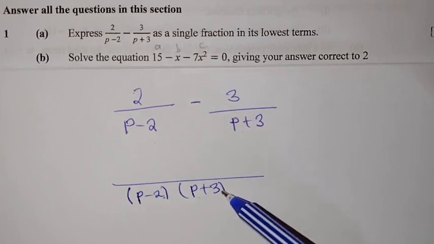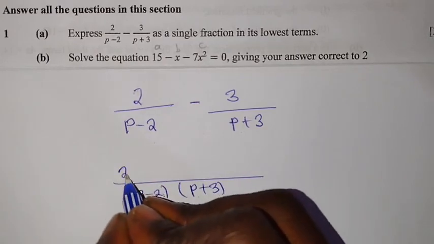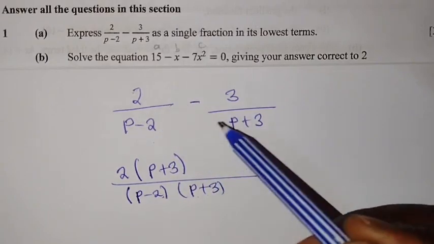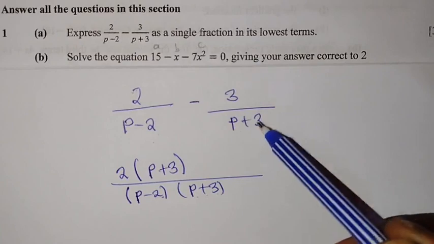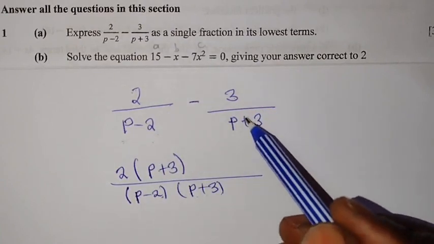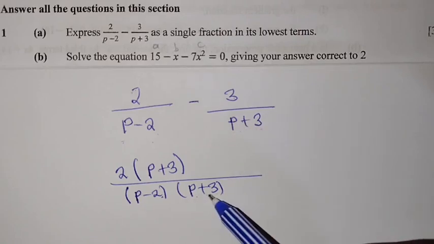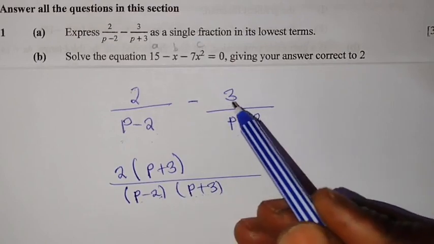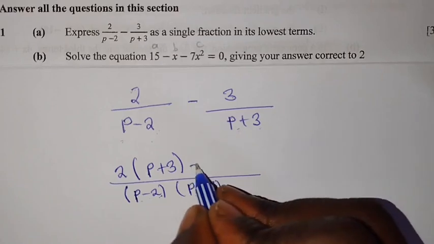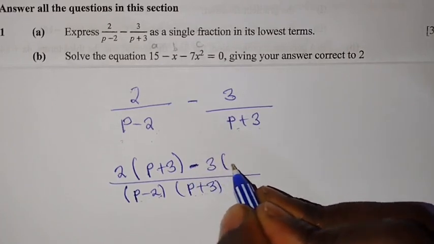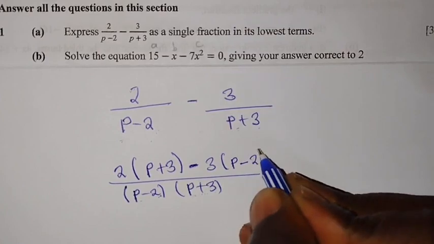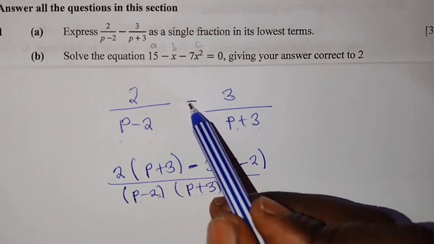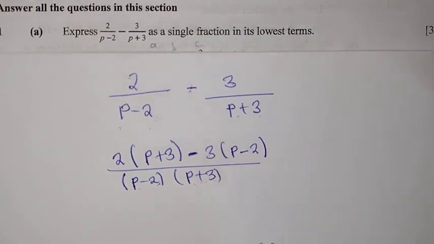This p plus 3 will be multiplied with a 2, so it's 2, then we write p plus 3. In other words, just look at the diagonals: 2 multiplies this and 3 multiplies this. Even when you divide p plus 3 into this, it will cancel and you remain with p minus 2, so the 3 has to multiply this. That's why I'm saying in the diagonals. So here, minus 3, then p minus 2. On this sign you have to be really careful, because that's where most students find it difficult.